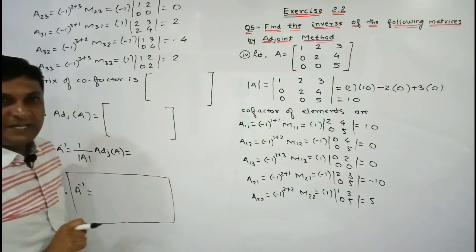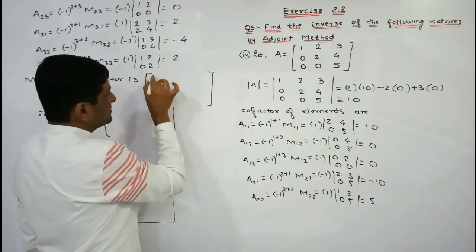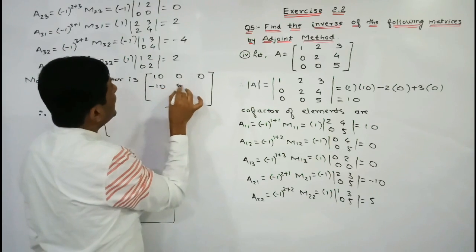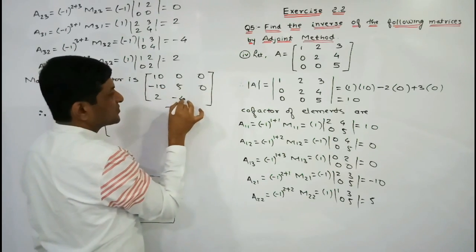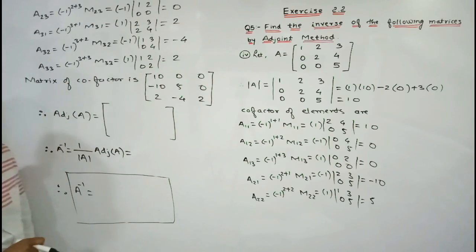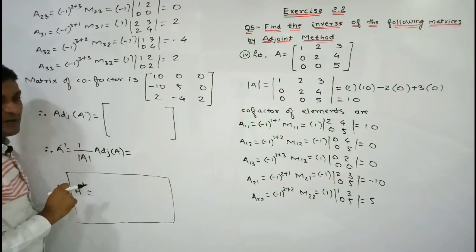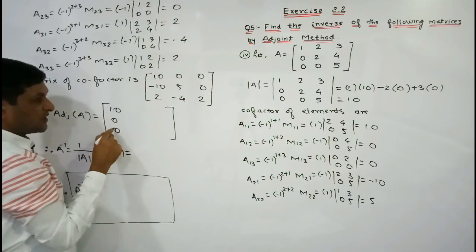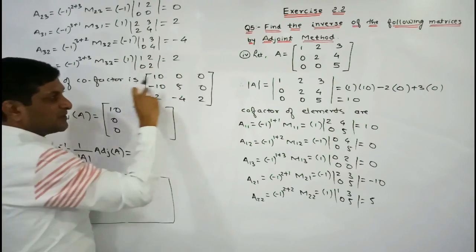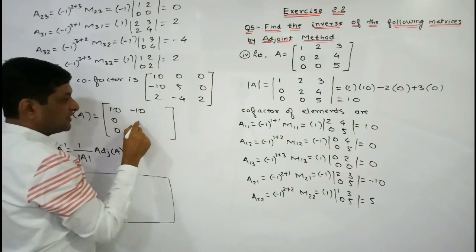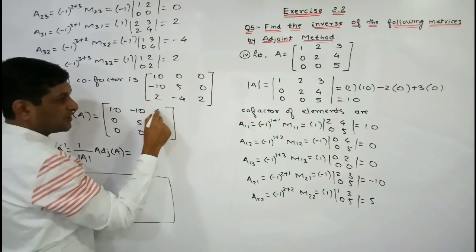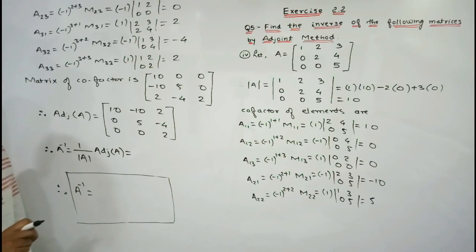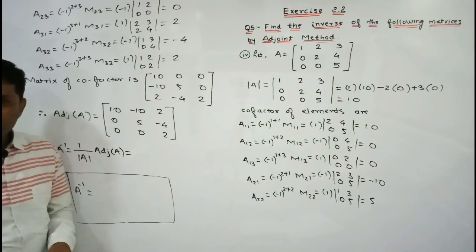Once the cofactors of all the elements are known to us, collect all these cofactors in this matrix. So 10, 0, 0, minus 10, 5, 0, 2, minus 4, 2. Once the matrix of cofactors is known to us, take its transpose to find the adjoint. While taking the transpose, convert row into column. So 10, 0, 0: we have converted the first row into the first column. Then convert the second row into the second column: minus 10, 5, 0. Convert the third row into the third column: 2, minus 4, 2. Once the adjoint of a matrix is known to us, apply this formula to find the inverse of a matrix.